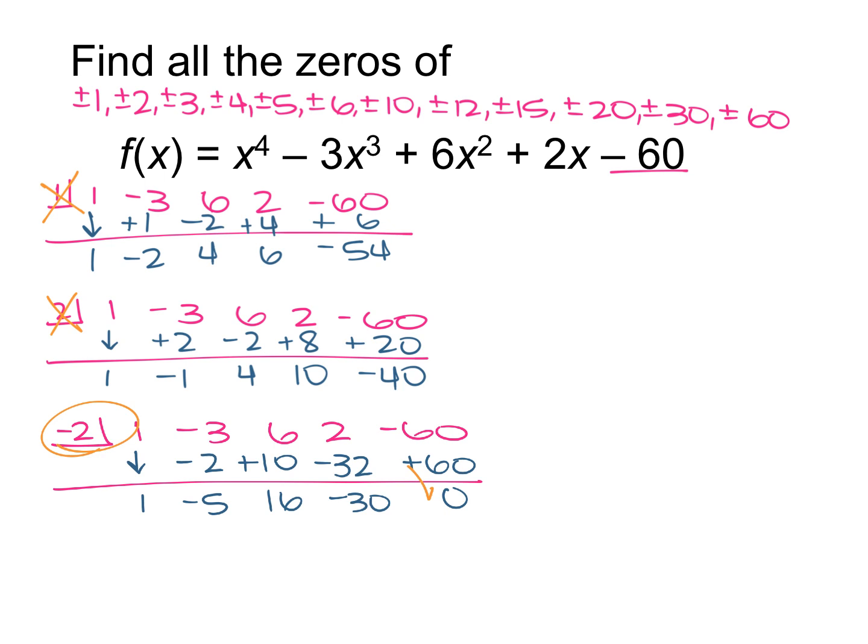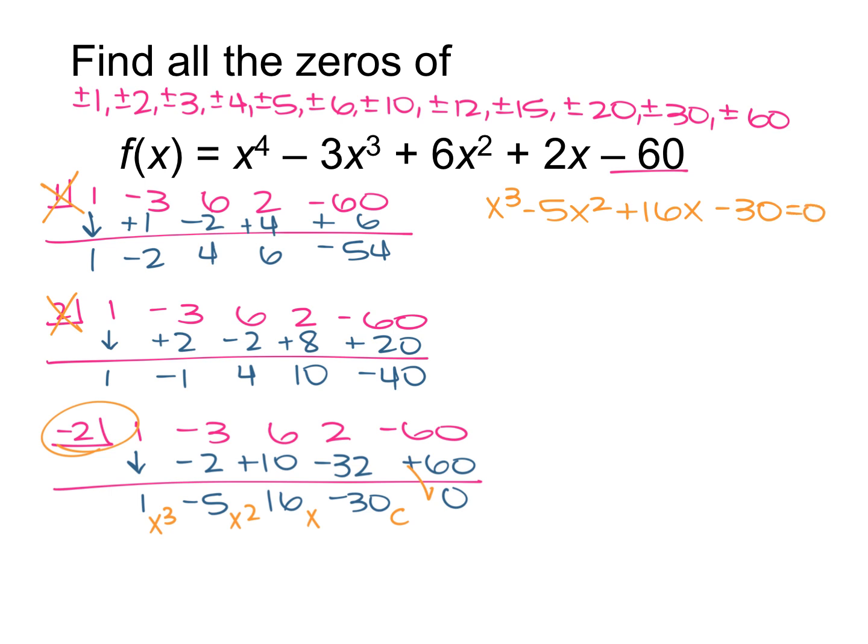So I'm going to circle that -2 and work with what I have left over with my synthetic division. So I have a constant of -30, an x that's going to go to the 16, an x squared that goes to the -5, and an x cubed that goes to the 1. So now my job is to solve x cubed minus 5x squared plus 16x minus 30 is equal to 0.